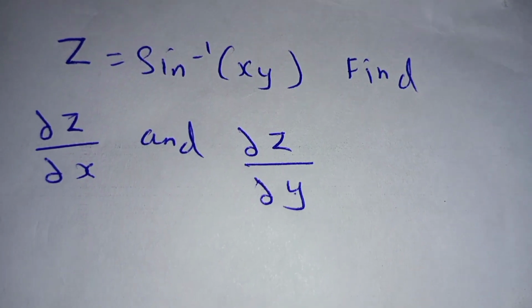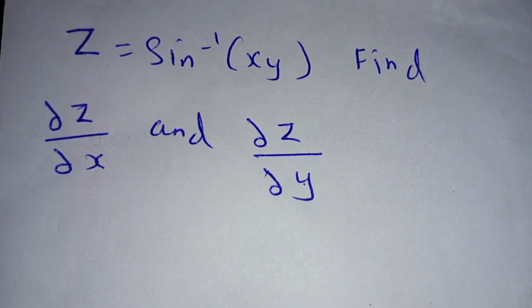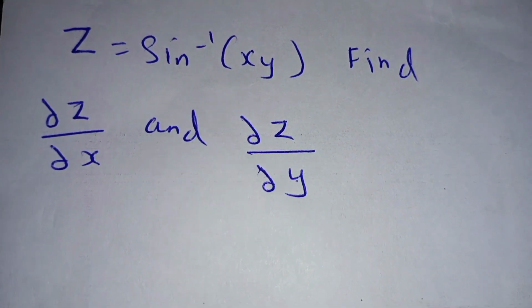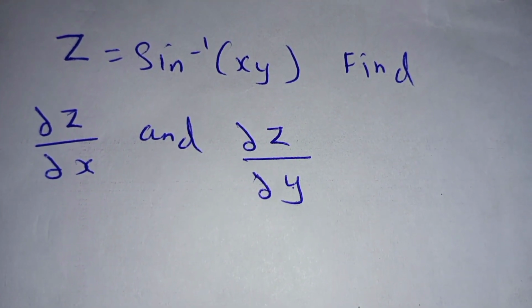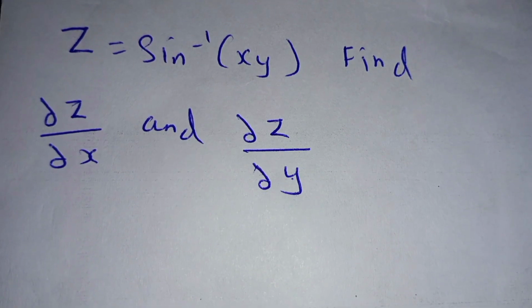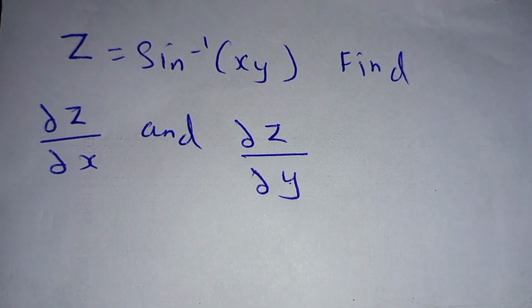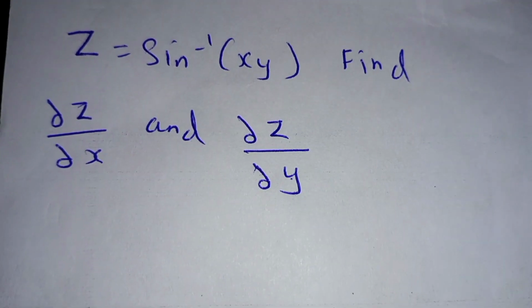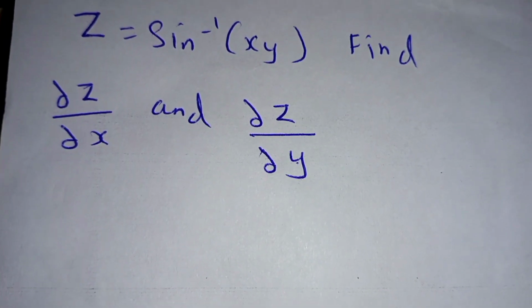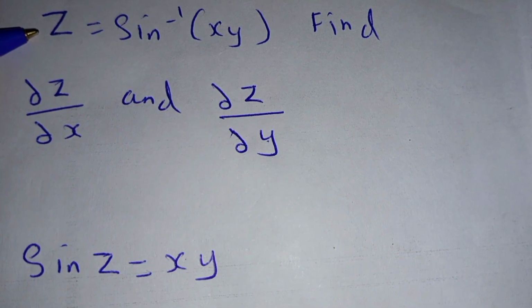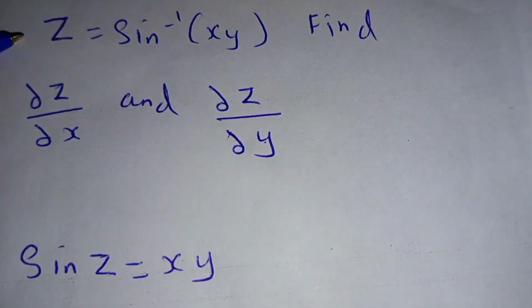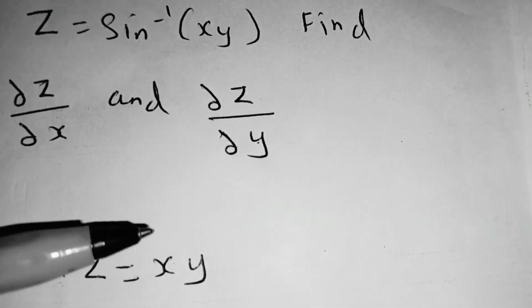In this video, we are going to see how you can find the partial derivative of z with respect to x and the partial derivative of z with respect to y when you are given z is equal to sine inverse of xy. So to do that, multiply this equation by sine on both sides. We shall have sine of z equals xy.